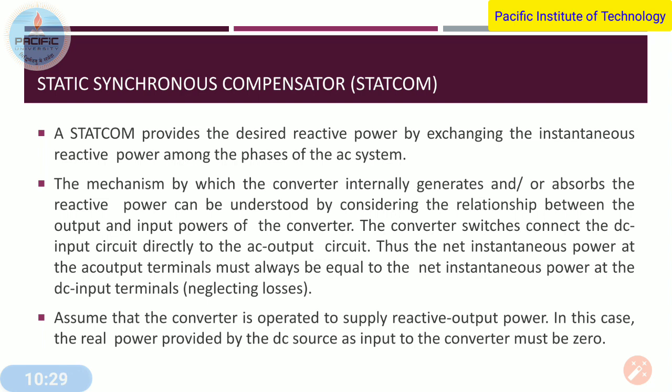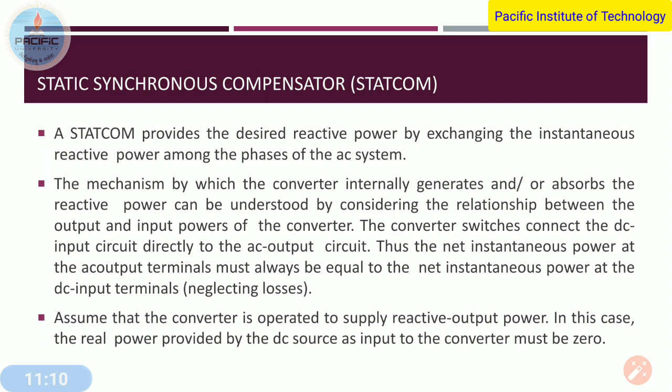So, what is the mechanism behind how the converter internally generates or absorbs the reactive power? It can be understood by the relationship between the output and input power of the converter. So, how does the converter work? The converter switches connect the DC input circuit directly to the AC output circuit. The net instantaneous power at the output terminal must always be equal to the net instantaneous power at the DC input terminal.